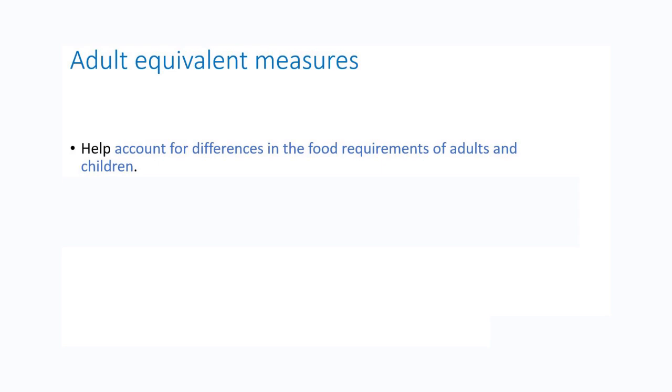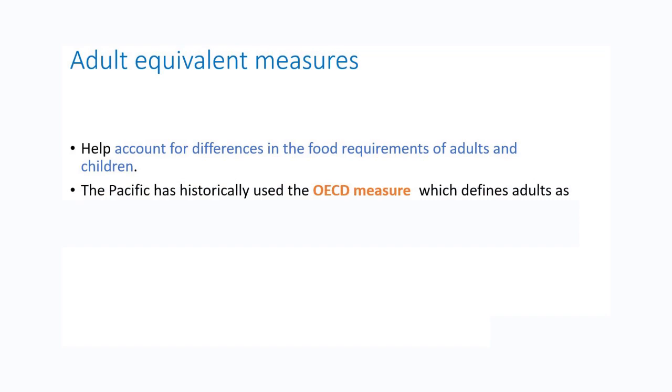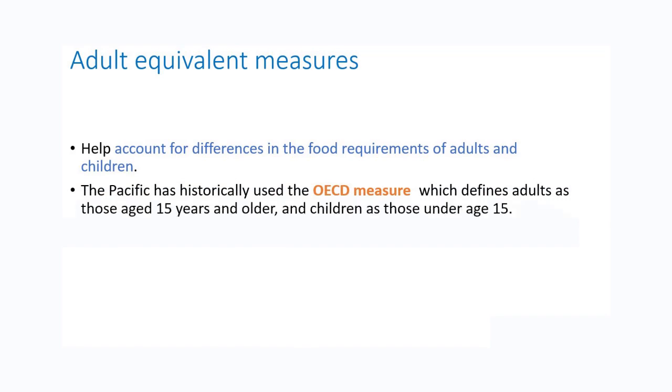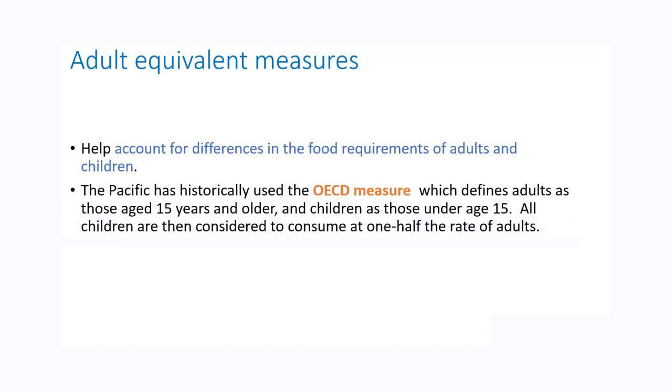Adult equivalents are particularly common in contexts with young populations, which is many of the countries in the Pacific. The Pacific has historically used the OECD measure, which defines adults as those aged 15 and older, and children as those aged under 15. Children are then considered to consume at 1/2 the rate of adults.